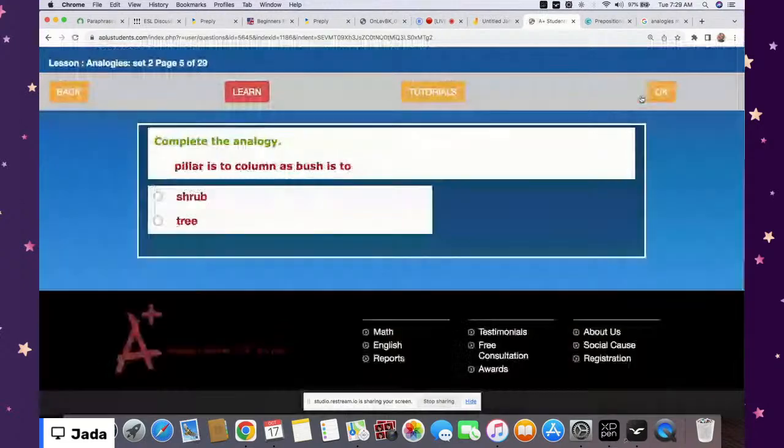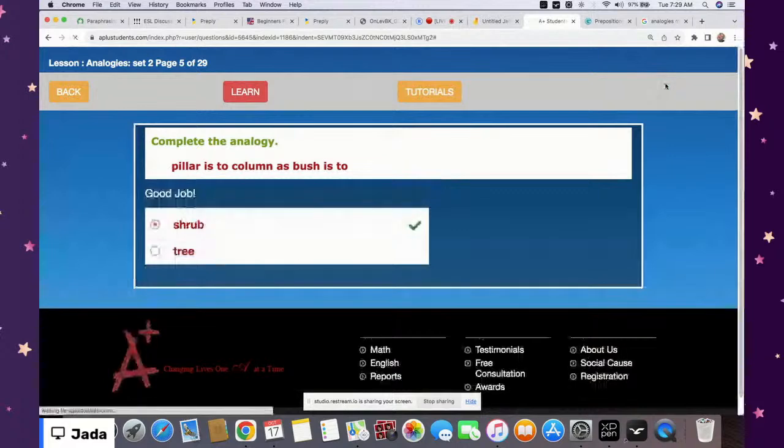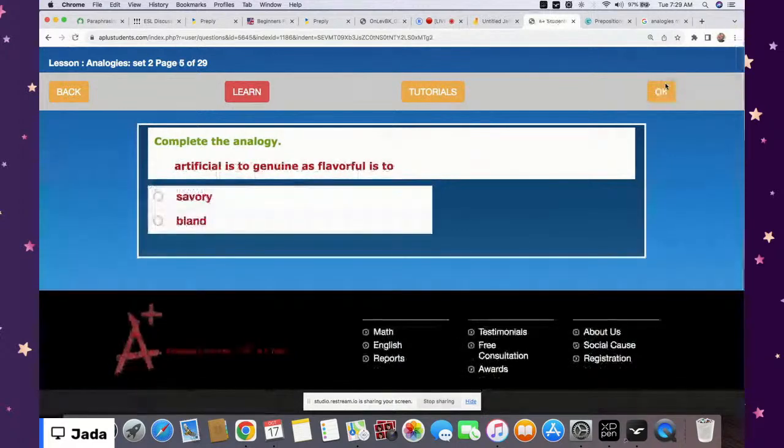Now pillar is to column as bush is to what? Gorgeous. Yeah. So scrub. Okay, let's see. Is scrub the right answer? Okay, scrub. Good job.